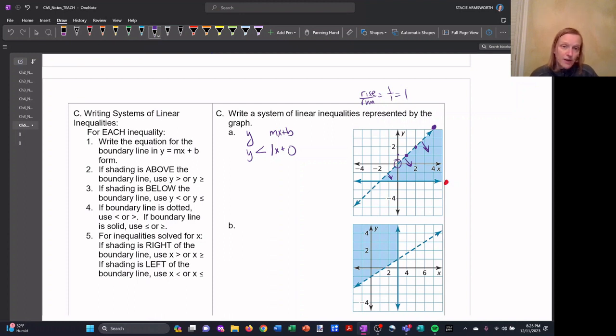Now, of course, we can simplify that expression. 1x we can just write as x. We don't have to add the plus 0 because adding 0 does nothing to the expression. So we just have the inequality y is less than x.